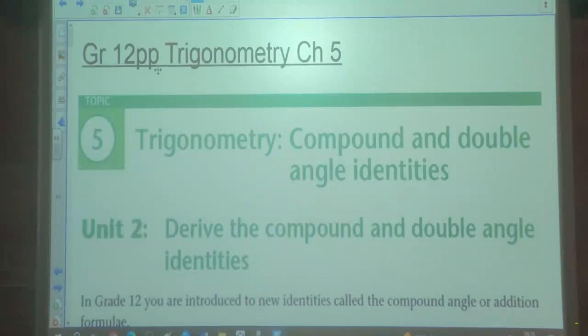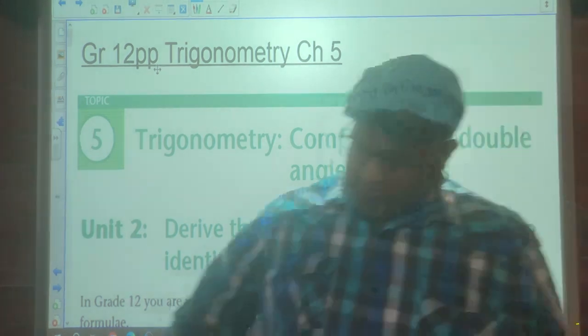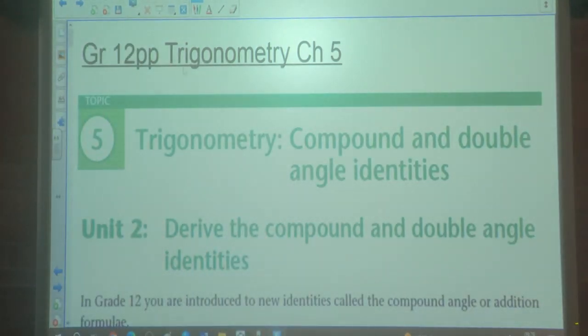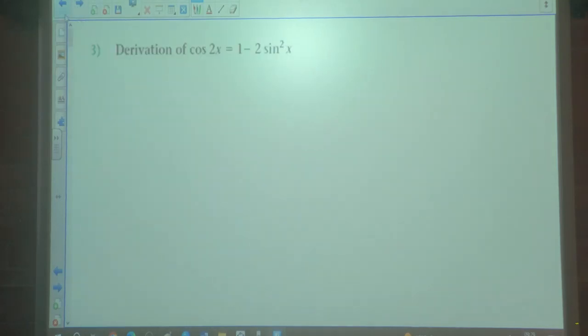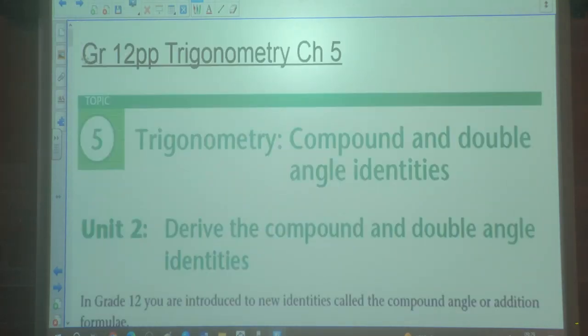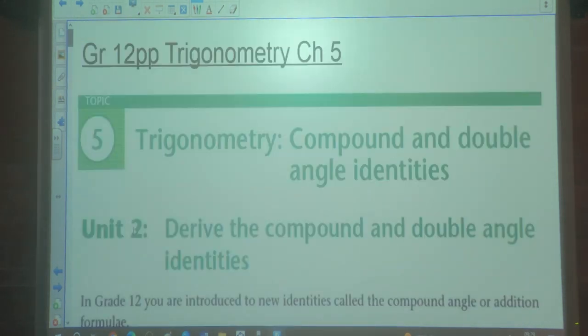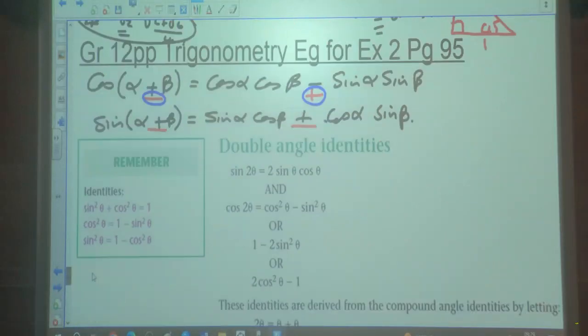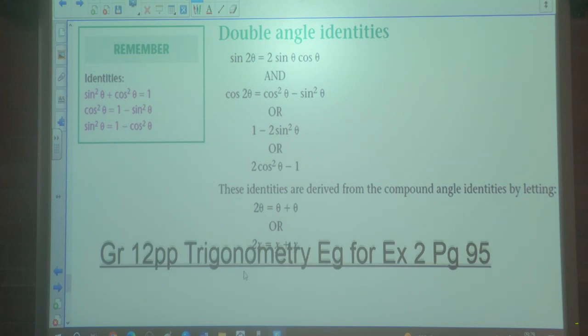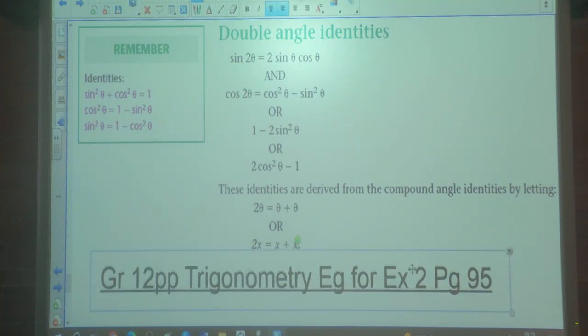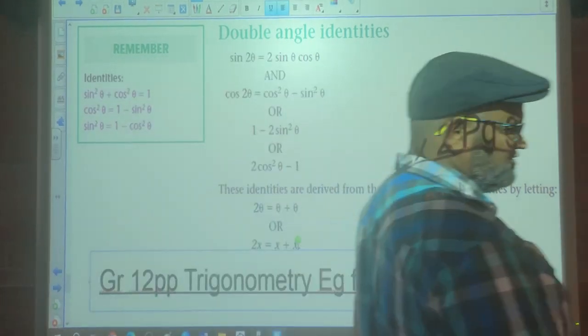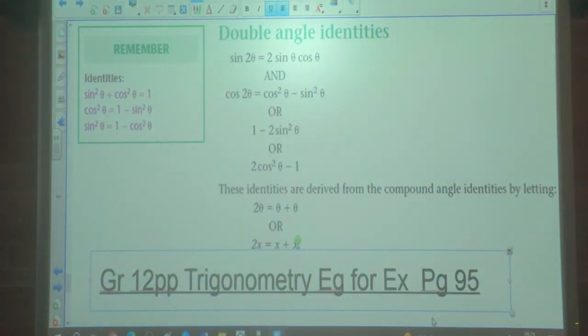Okay, good morning class. So today we're looking at trigonometry. At this point we have concluded exercise 2 and exercise 1 as well. So now we're going to look at the examples for exercise 3, which is dealing with the double angles. We've done the compound angles, now we're looking at the double angles. Something to note at this point: these are the examples for exercise 3, which is on page 98.